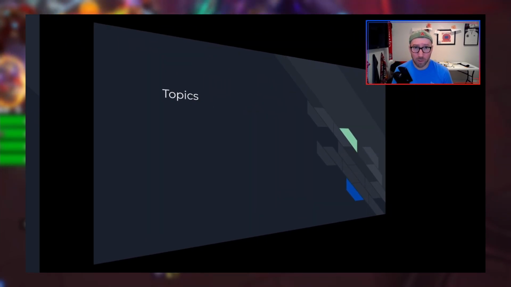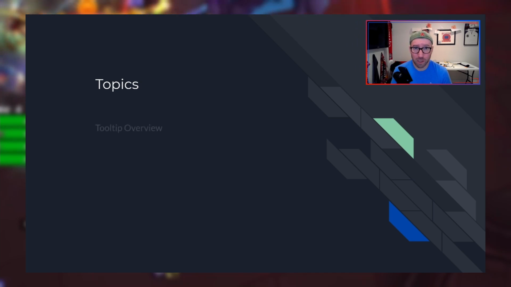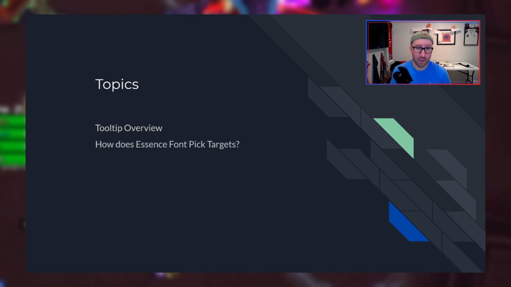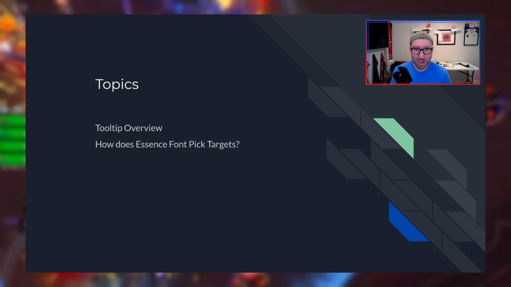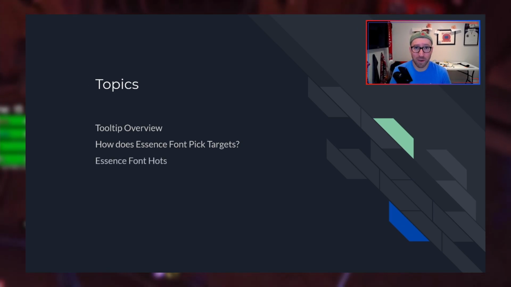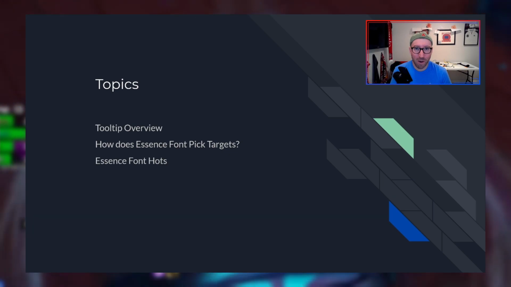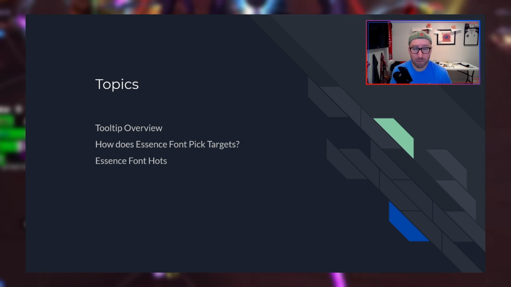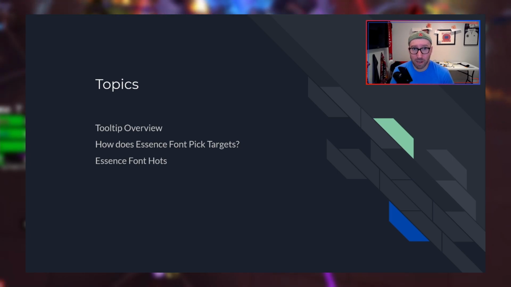We're going to do a quick overview of the Essence Font tooltip, give you an idea of what it reads and how to read it. We're going to go over how Essence Font picks its targets. It is a little bit more interesting of a spell, so we'll go over that real quick. Finally, we'll talk about the Essence Font HOTs and exactly how you utilize them and why we consider it somewhat important to track these HOTs on your frames. So first up, let's read through the tooltip.